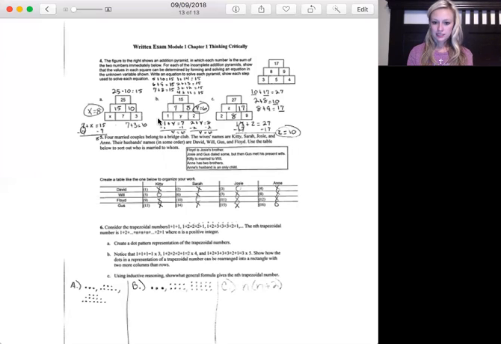And then for part C, I found that the general formula for finding the trapezoidal number was n times (n plus 2) in parentheses. And so this is how I found all of my answers.